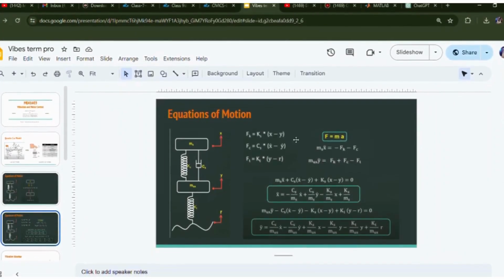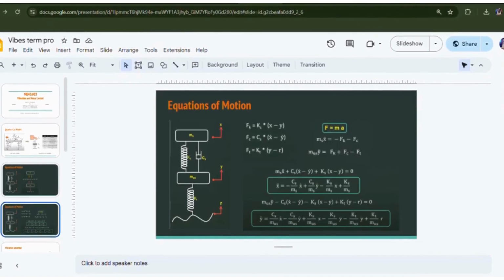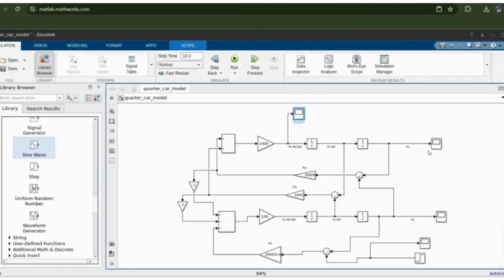Now let us take a look on how the system works. So basically this is a MATLAB model that we have designed based on the quarter car model. And here this loop represents the sprung mass system, and this loop represents the unsprung mass system. Ks is the stiffness constant of the suspension system, and Cs represents the damping coefficient. Kt here represents the tire or axle stiffness.